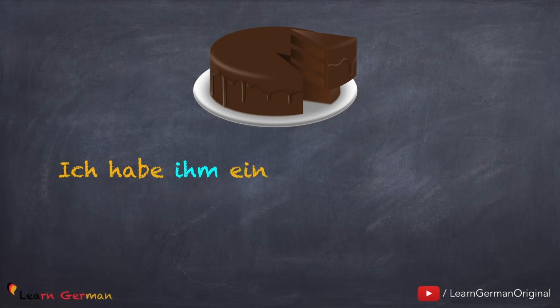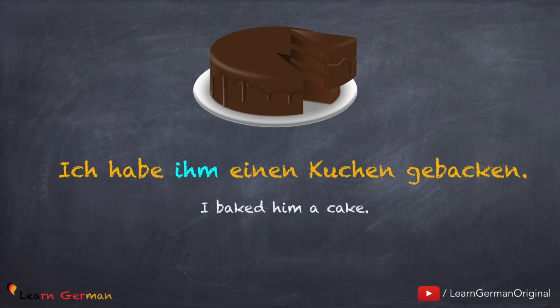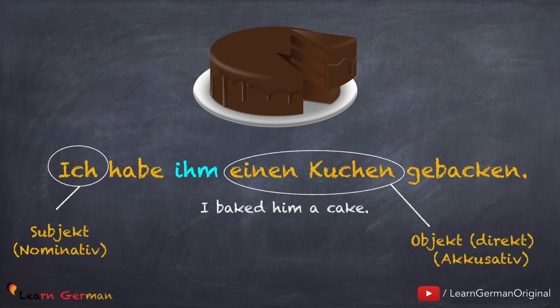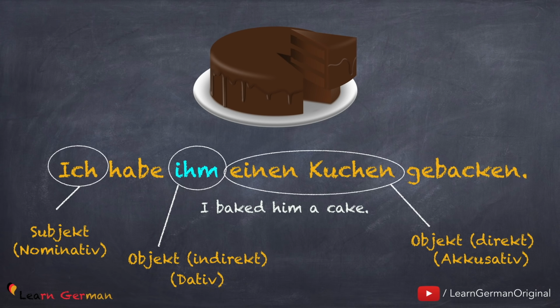Here's the next example. Ich habe ihm einen Kuchen gebacken. Here again, ich is the nominative Subjekt. There are two objects in this sentence. Einen Kuchen is a direct object and is an accusative case, whereas ihm ist indirektes Objekt und im Dativ.